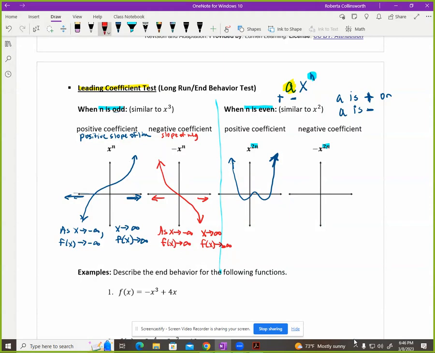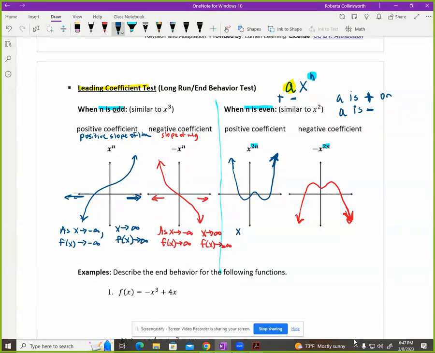So if my coefficient is negative, it has to end in the same result. That's what I would have. So I only have 4 possibilities of what our polynomial functions can look like. There's only 4, and they're all based on this leading coefficient and this exponent. So let's look at our notation here.